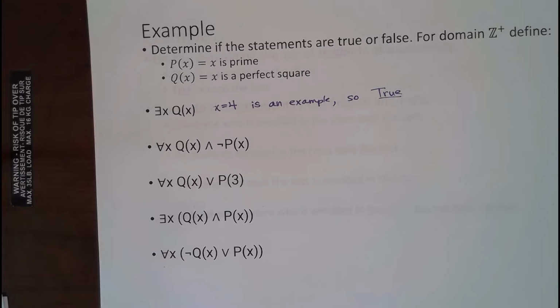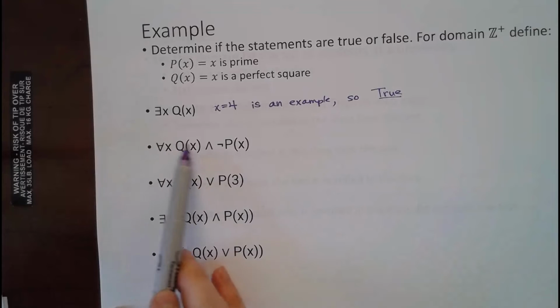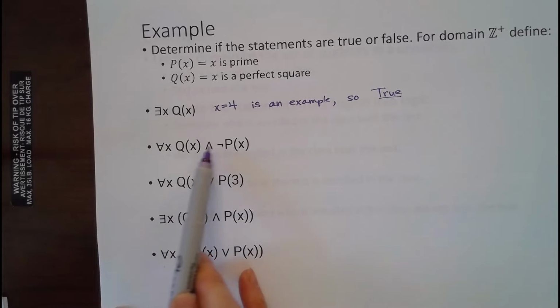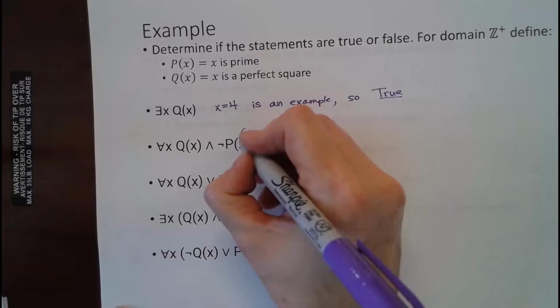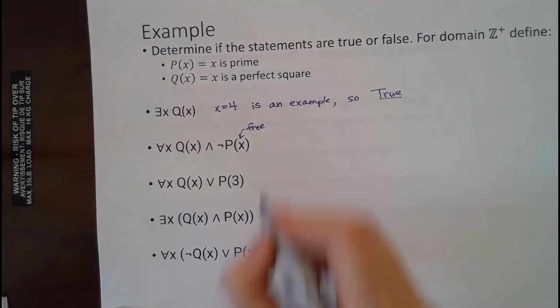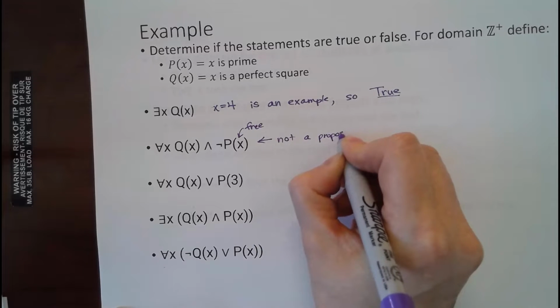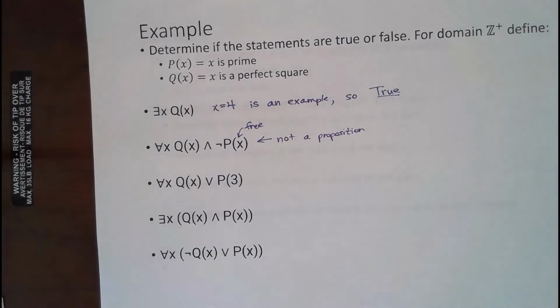For all x, Q of x, and not P of x, are all the variables bound? No, right? So remember, the quantifier is done first, there are no parentheses in here, so these logical operators are going to be done after, so this is free. Okay, so this is not a proposition. And since it's not a proposition, it doesn't have a truth value. Go to the next one.